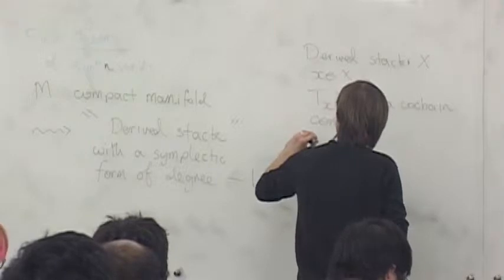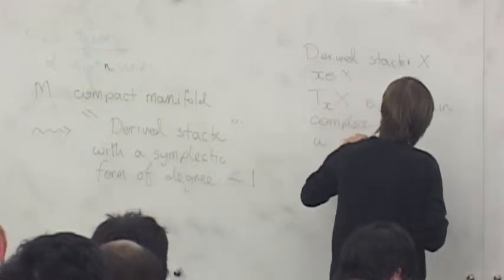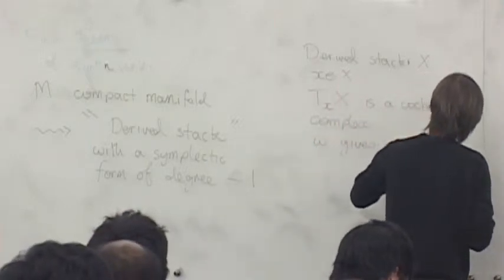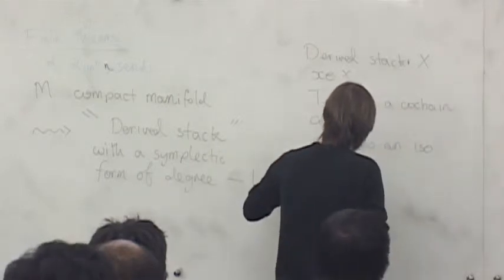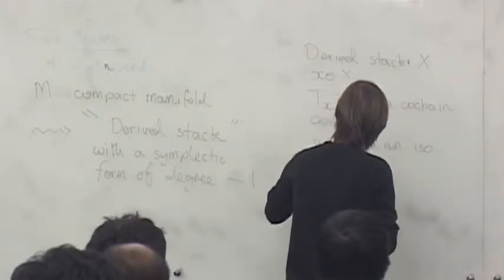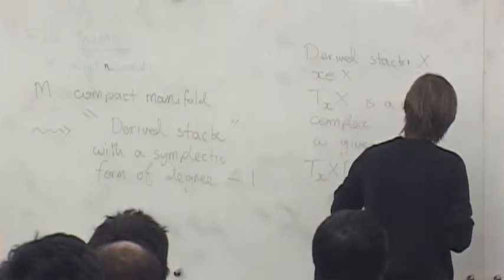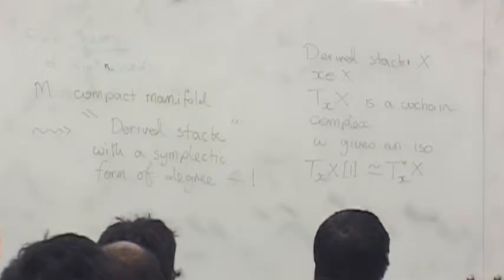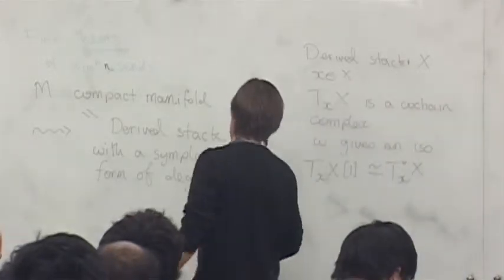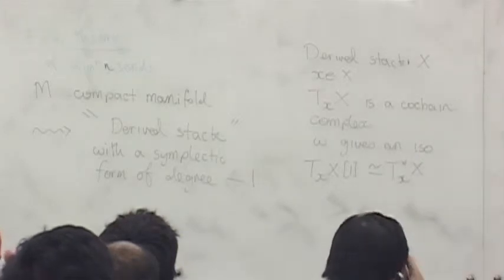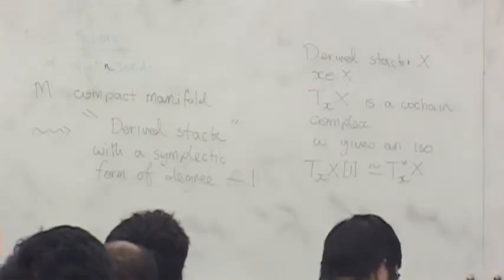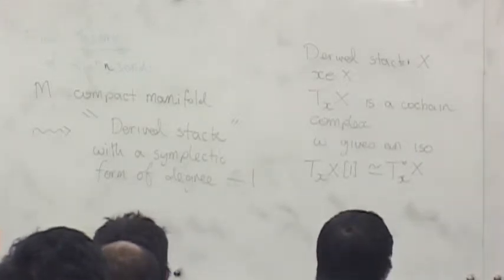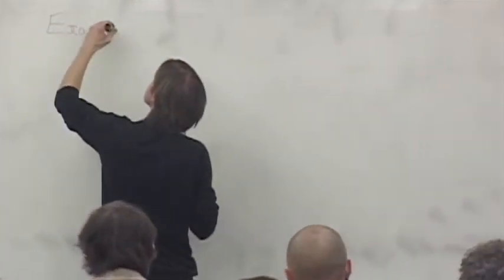So the symplectic pairing will give an isomorphism from the tangent space of x to the cotangent space with some shift by 1. What's nice about this is that these derived stacky things arise often in nature. So for example, here's how you would describe Chern-Simons in this language.